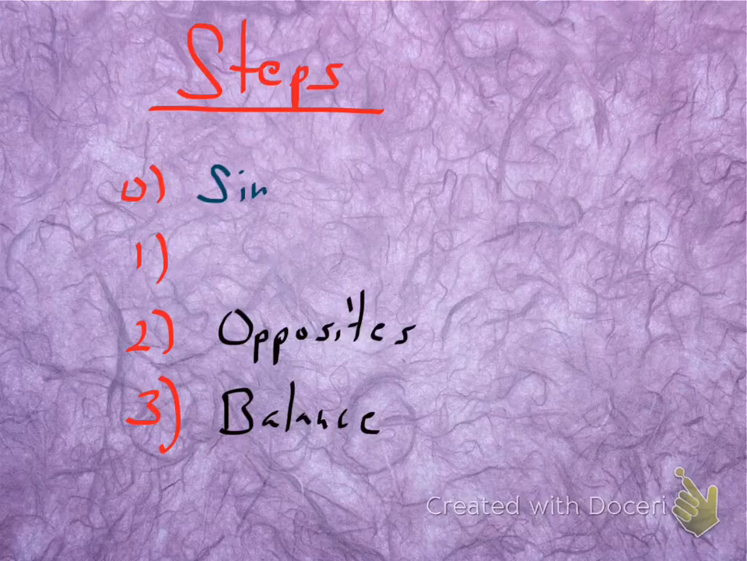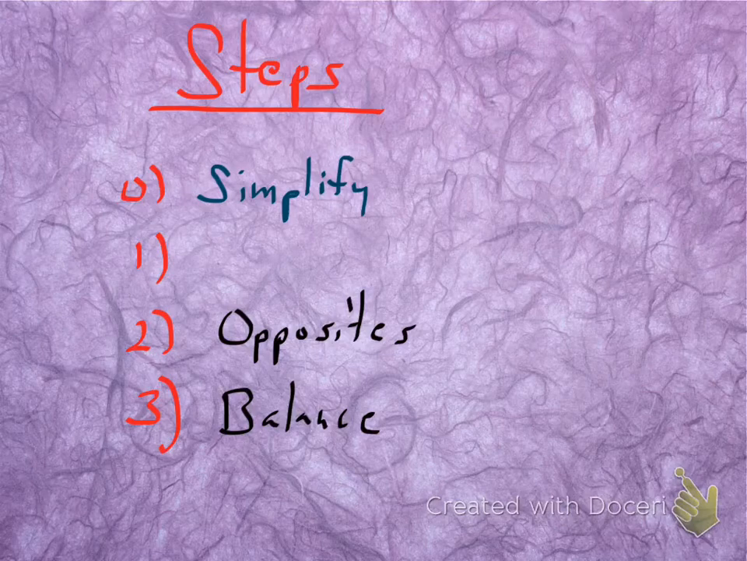So step 0 is simplify. Sometimes we have to simplify equations before we can even start solving them. So I'm going to go ahead and throw that out there. Again, this is a little bit of foreshadowing of what we're going to do next with equations after we learn to solve two-step equations. But that's not really for right now. It's just step 0. It's what you would do first.